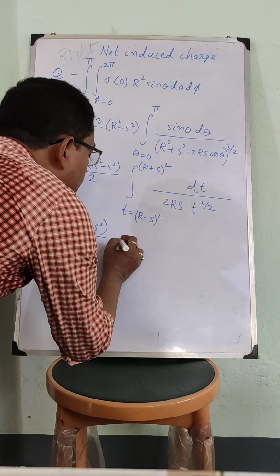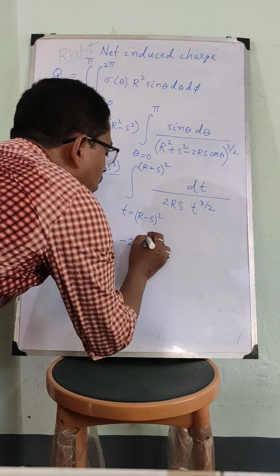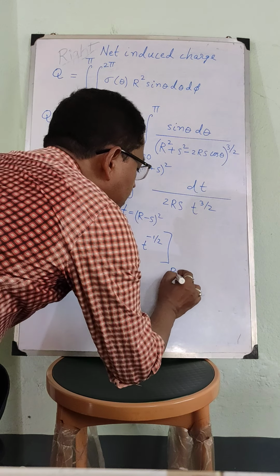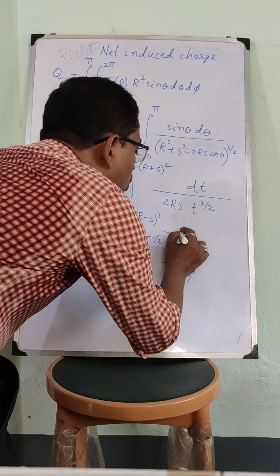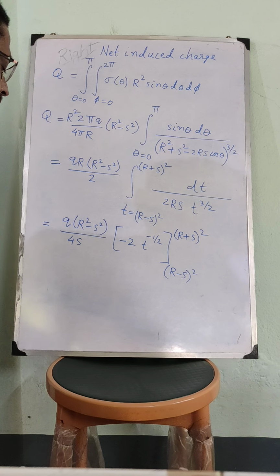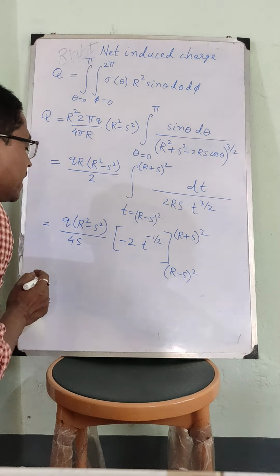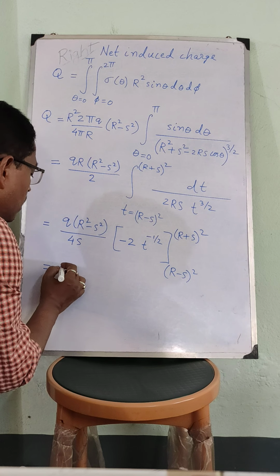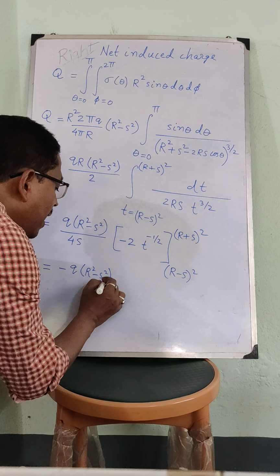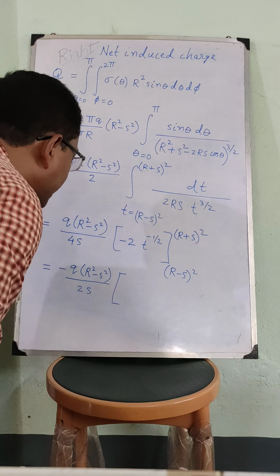So I will have minus 2 t to the power minus half, from r minus s whole square to r plus s whole square. So this is our final integration. Now this 2 will cancel with this and minus I can take it outside, so minus q r square minus s square divided by 2s, bracket.